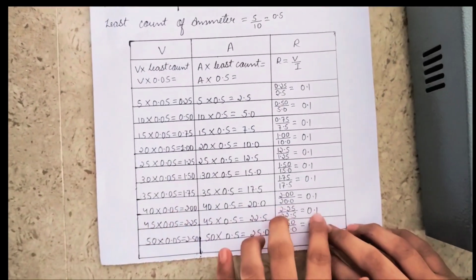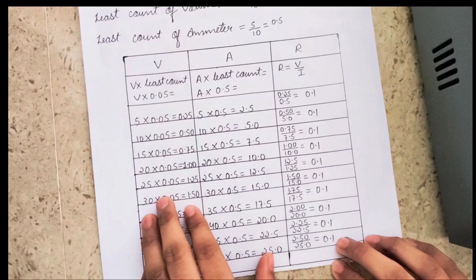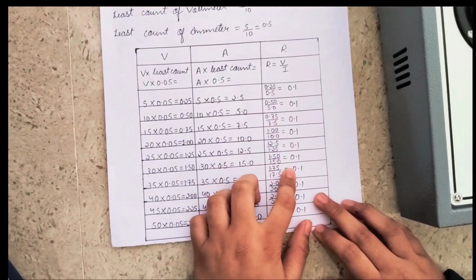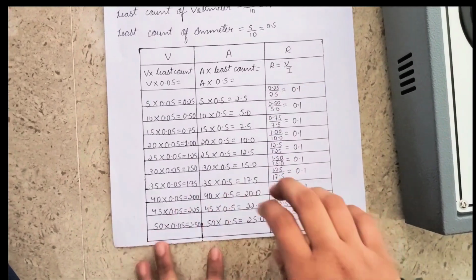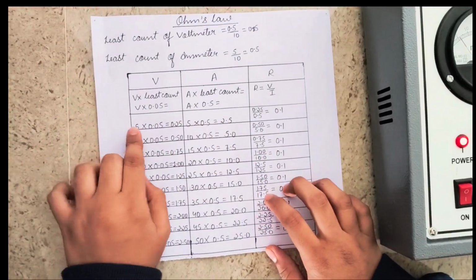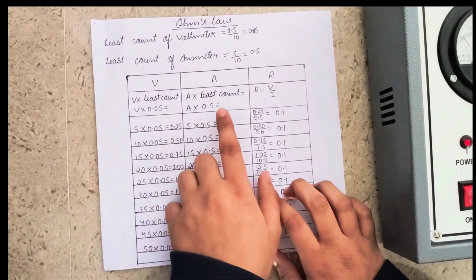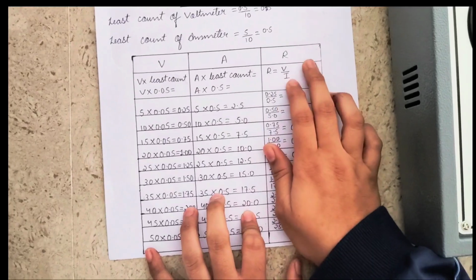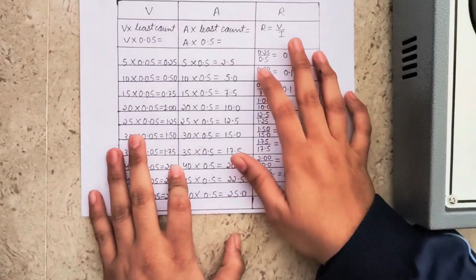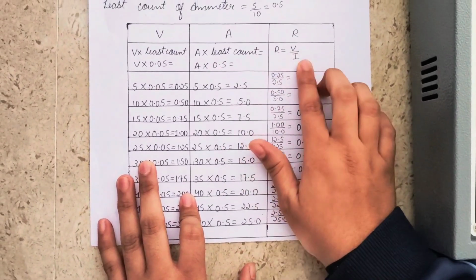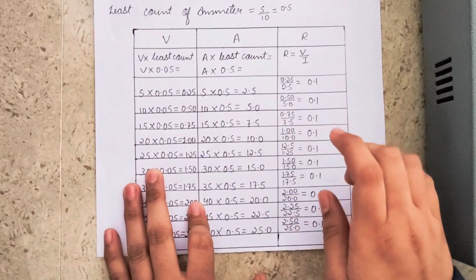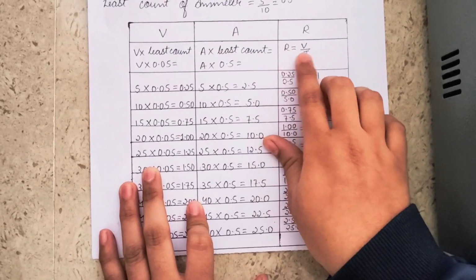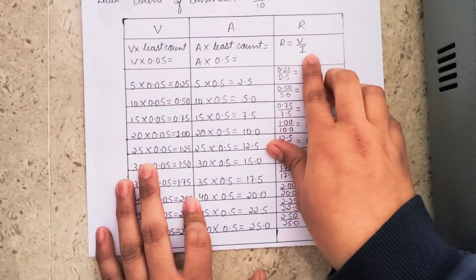Now we will make 3 rows. In the first row we will write the voltage, in the second we will write the current in milliampere, and in the last row we will write the resistance. For voltage, we will multiply the volt reading with its least count, and for the ammeter, we will multiply the current reading with its least count. And for the resistor, we know, like I already said, that V is directly proportional to I, and we will remove the proportionality with a proportionality constant, and that is R. So by solving it, we will get resistance is equal to V by I, where V is the voltage and I is the current.